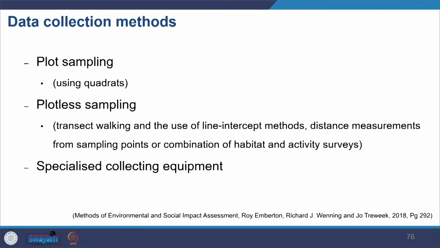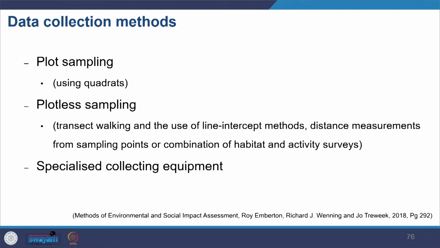Data collection methods include plot sampling. Plot sampling involves taking observations, usually for plant species, within defined plots. So you would define the plot, then you would have quadrats for those plots, and then you will take observations. You'll also have plotless sampling. It's a method in which sampling is not conducted within a defined area. So you don't have a defined area, but you can pick samples from any area.